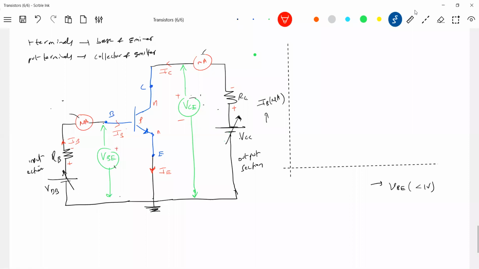Enough, no? So what I do is I'll adjust VCC for 5 volt. Means I'll vary the VCC in such a way that the drop across collector emitter will become 5 volt. I'll keep this 5 volt, then I'll vary this VBE. By varying the EMF of this cell, I'll make VB 0.1, then next 0.2. Then I'll note down the current here, how much current in this microammeter.